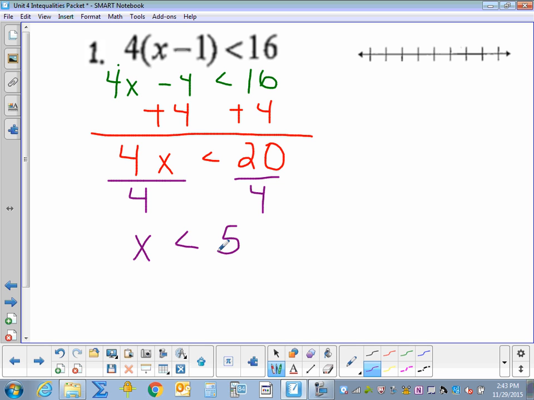So to graph it, all we need to do is get our number line, put the number 5, and then we have a less than sign, so it's an open dot, and it's pointing to the left.